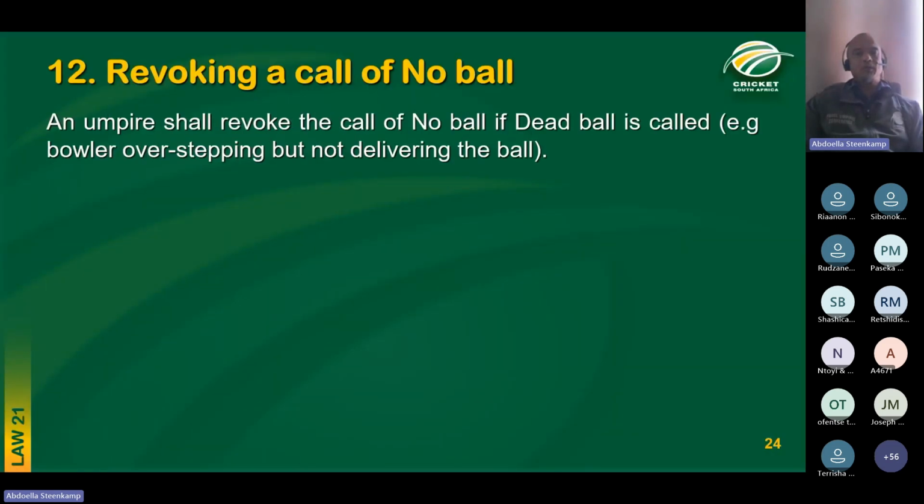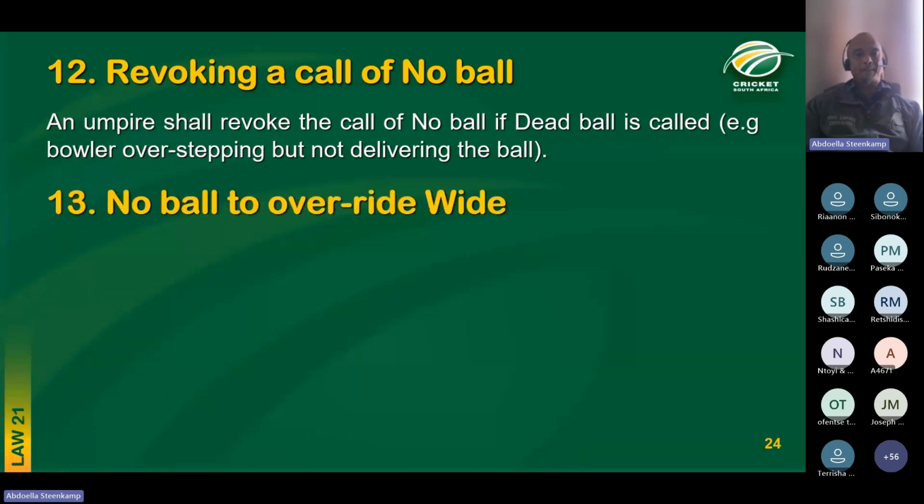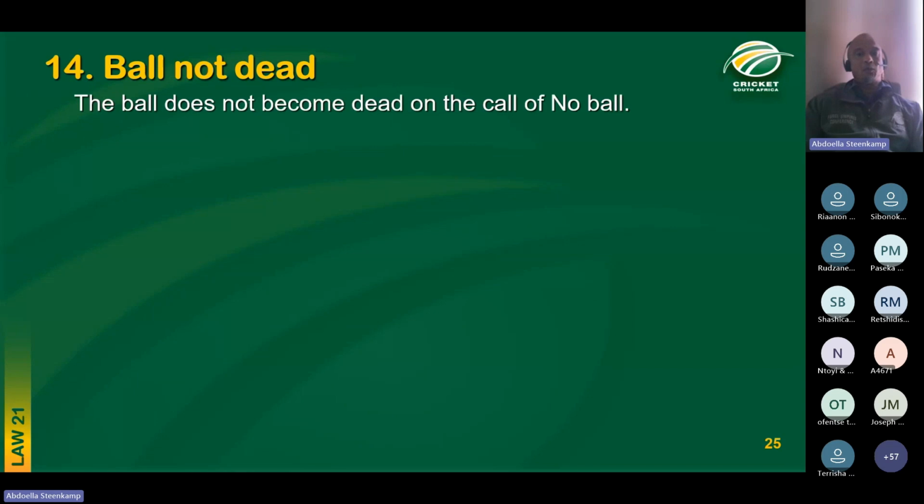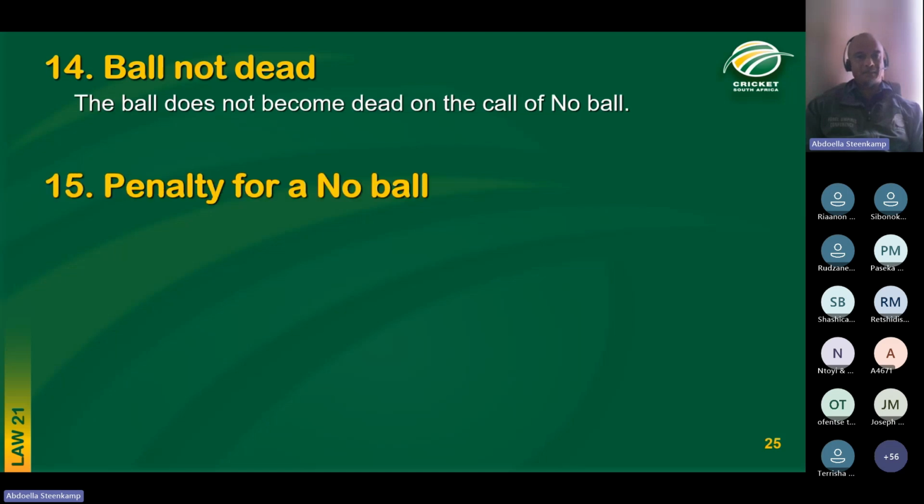Revoking a call of no ball: the umpire can revoke a call of no ball if dead ball is called. No ball overrides a wide at any time. You can find instances where you'll have a call of no ball and wide of the same delivery. The law tells us that no ball is boss. So if there's a wide and a no ball of the same delivery, no ball is boss, so you'll take a no ball. The ball is not dead on the call of no ball, so batters can still be dismissed.